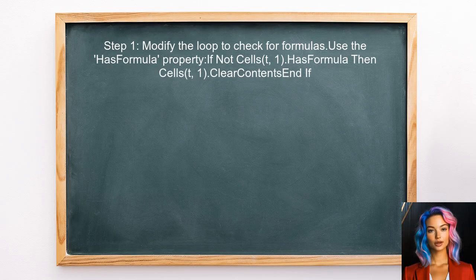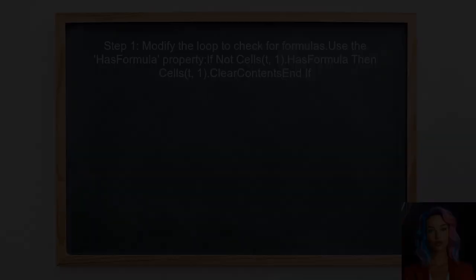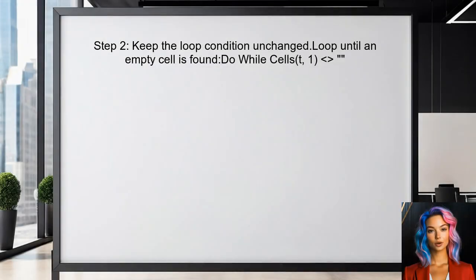To begin solving this issue, the user should modify their loop to check if a cell contains a formula. This can be done using the HasFormula property in Excel VBA. Next, the user should ensure that the loop continues until it encounters an empty cell. This means the condition in the loop should remain the same.